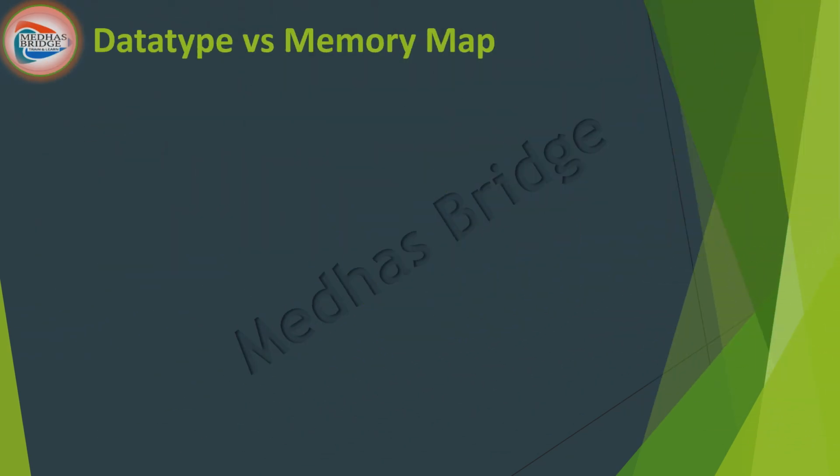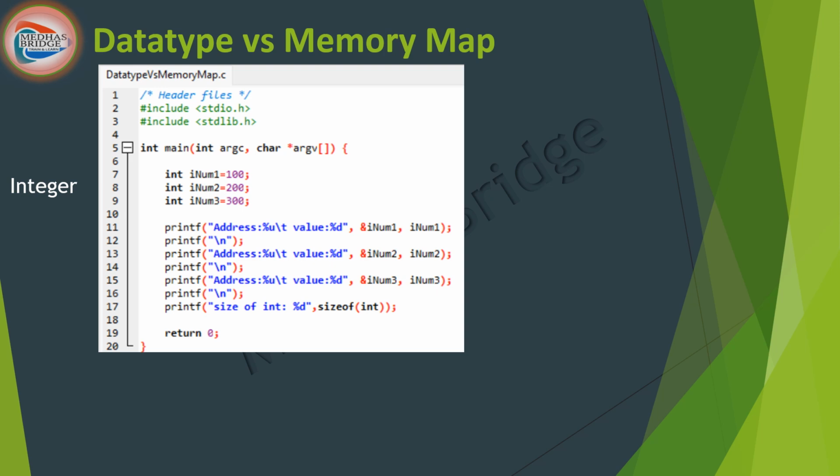Now the next case is integers. Let's look at the same kind of program, but instead of characters, now we are working with integers, ints. I have 3 integer variables, getting assigned the values 100, 200, 300. Now I am printing both the address and the value of each variable.